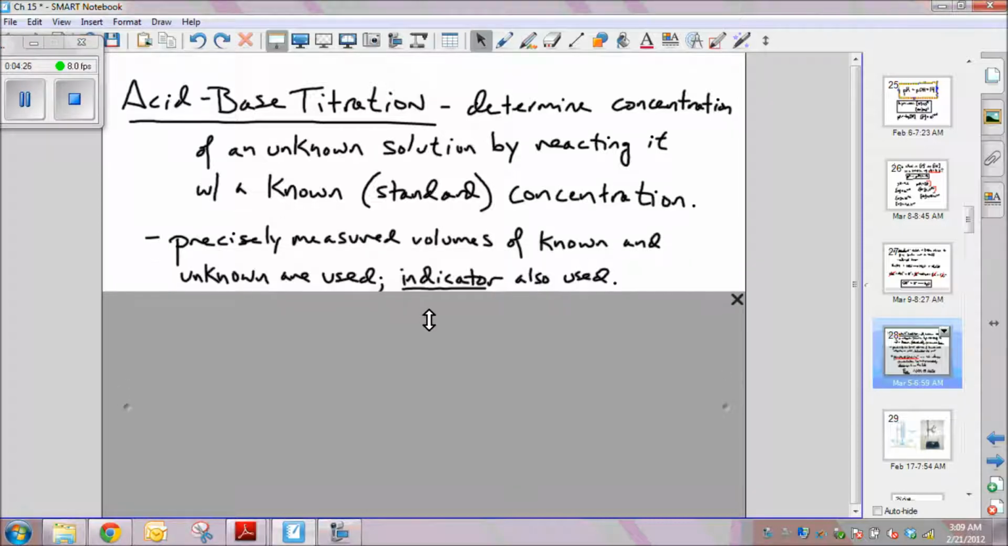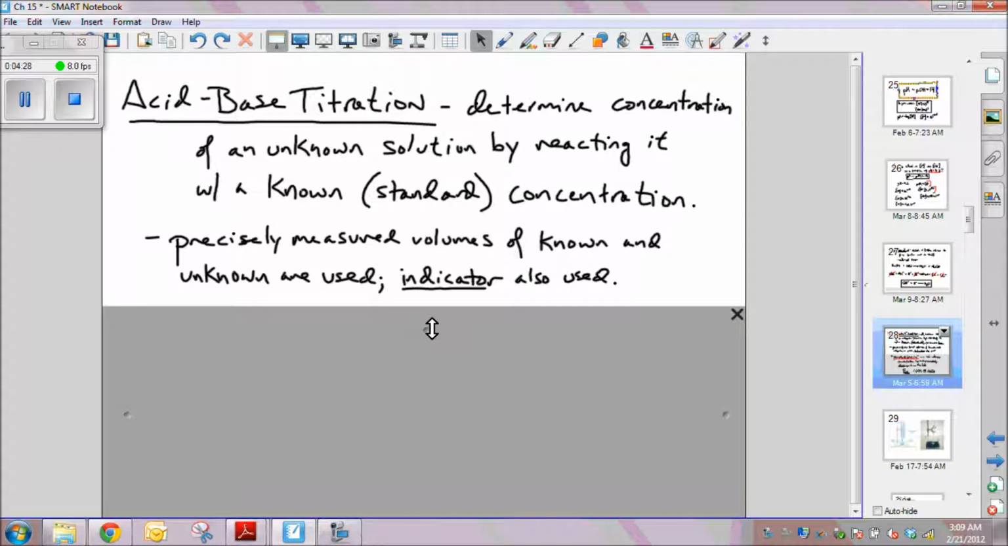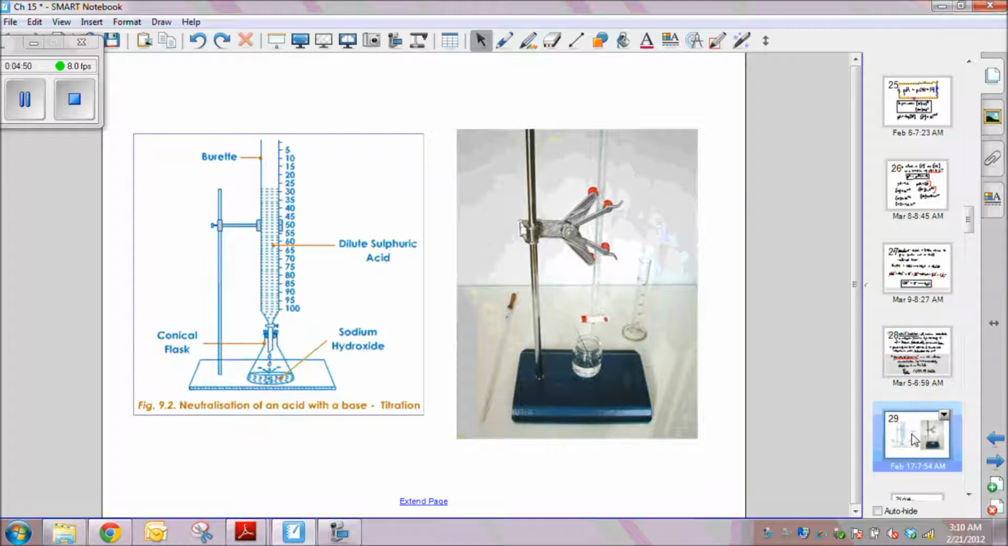The technique is as follows. You just simply have to have a way of very precisely measuring volumes of both the known and the unknown. And in addition, usually an indicator of some sort is used. And remember, an indicator is something that in general changes color when specific conditions are reached. So how do we measure volumes very carefully? Remember, we use this piece of glassware shown on the right and in a diagram on the left.